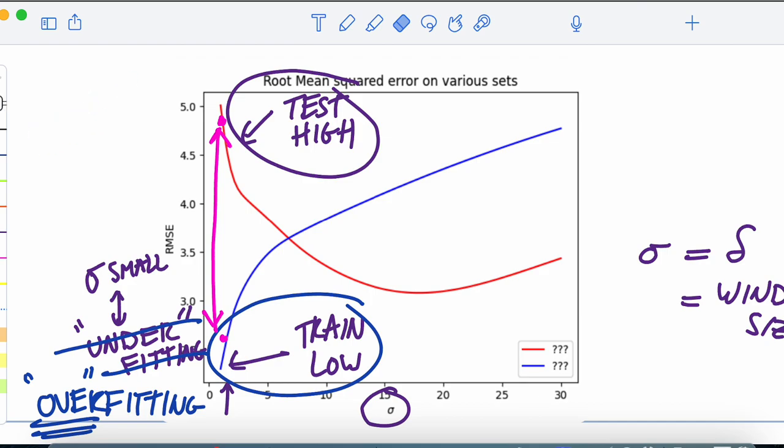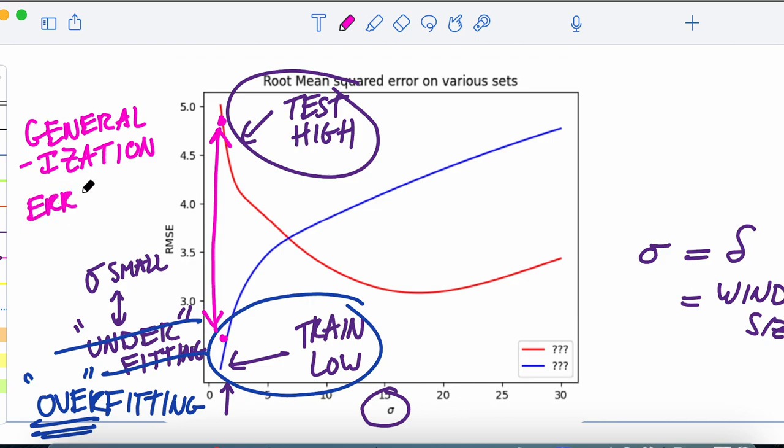How do we do it? Generalization. There we go. Generalization error. That's supposed to be one long word, right?